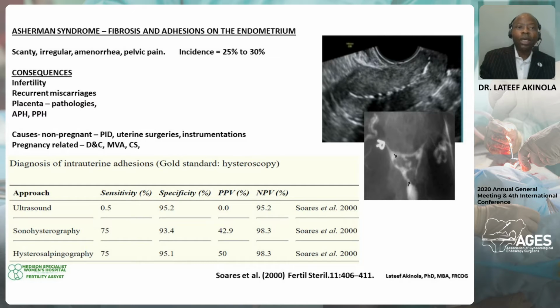APH, PPH, and as we see now on the slide, we can diagnose this using ultrasound scan, sonohysterography, or HSG. These have almost similar sensitivity and specificity, and hysteroscopy is the gold standard for diagnosis and, of course, for treatment.